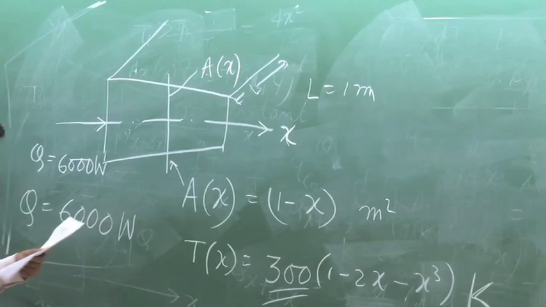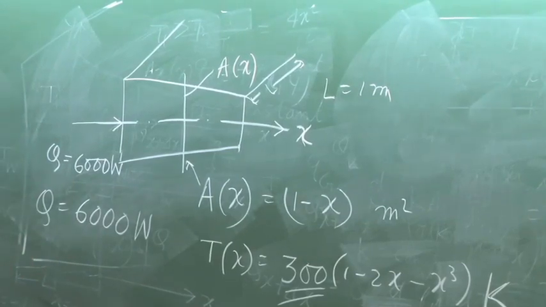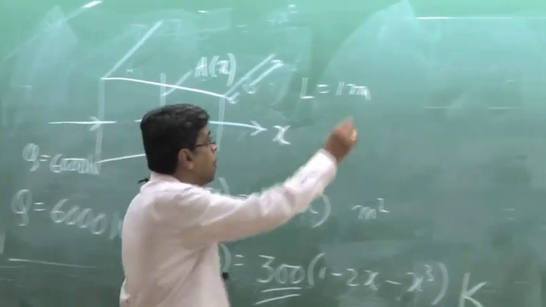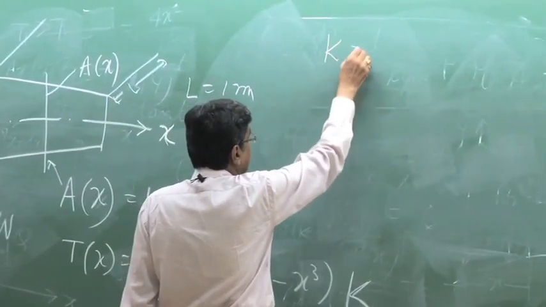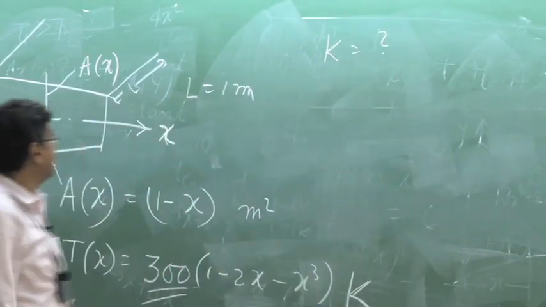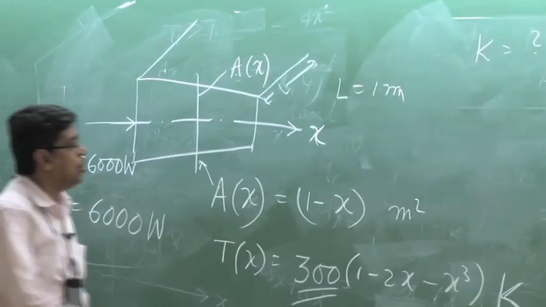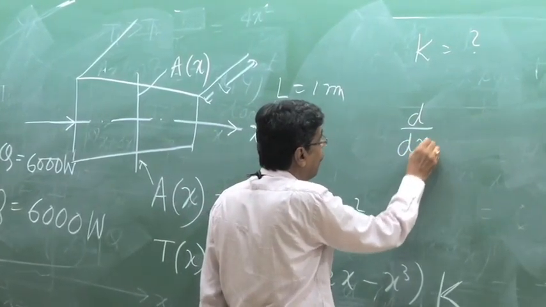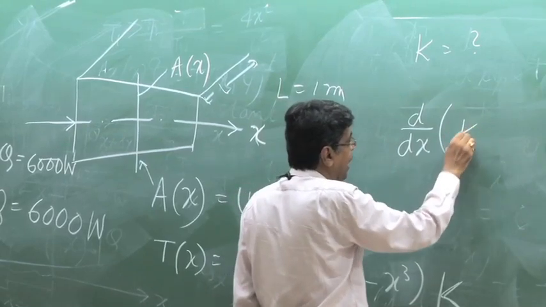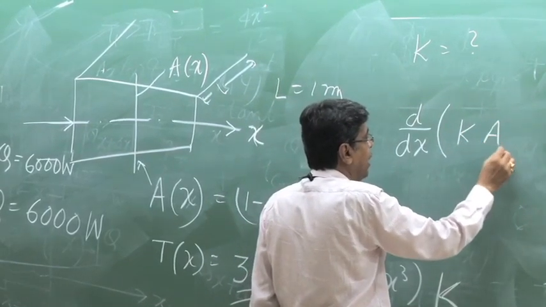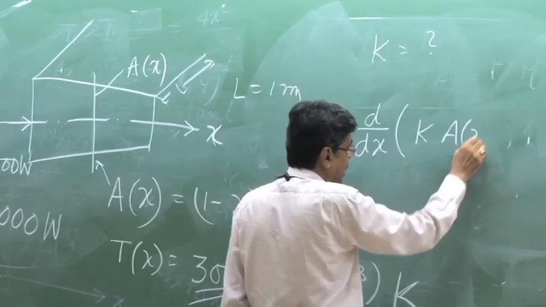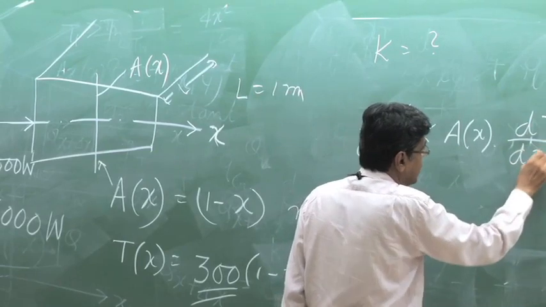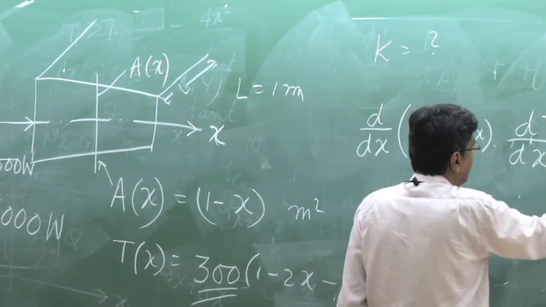Now what we have to find out? We have to find out the K, expression for K. This is the simplest problem to start with. That means this is a steady state equation. So which equation we will write? We will write d/dx of K A(x), A is a function of x, into dT/dx is equal to 0.